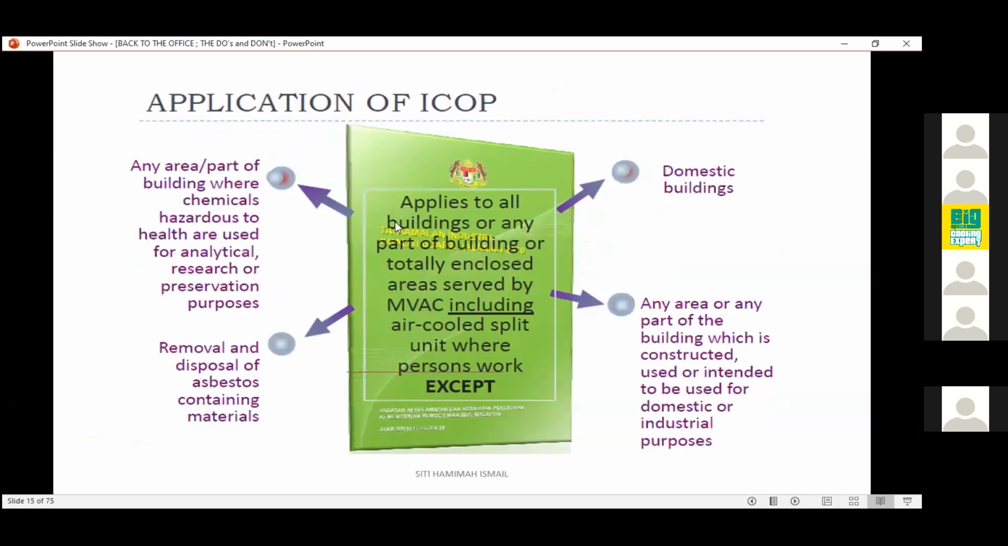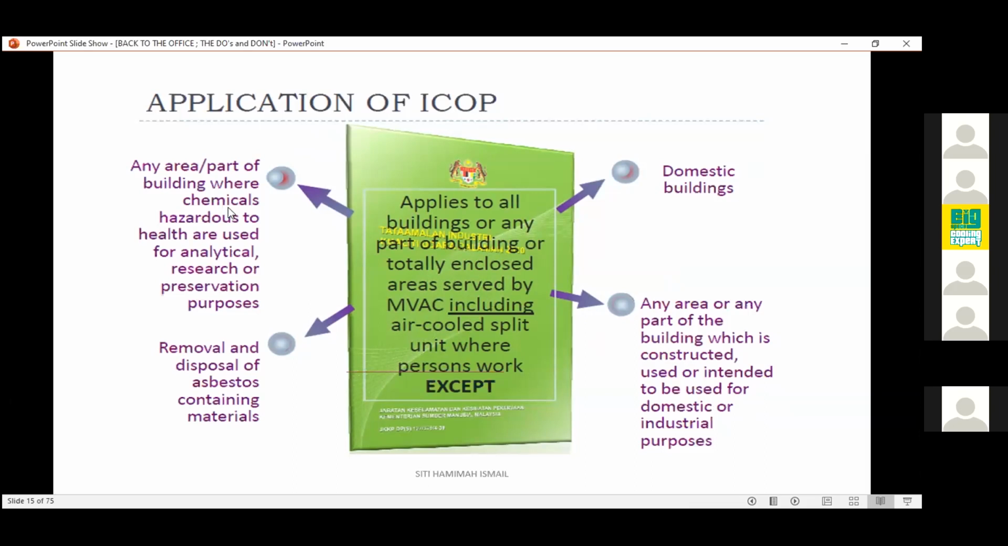So the application of ICOP before this, they applied to all buildings, okay, which are totally enclosed, which are served by MVAC, mechanical ventilation air conditioning system, including the air-cooled split units, where there are persons at work. So they cover domestic, any area of the building which is constructed, used or intended to be used for domestic, they do not cover. Okay, domestic buildings are not covered.